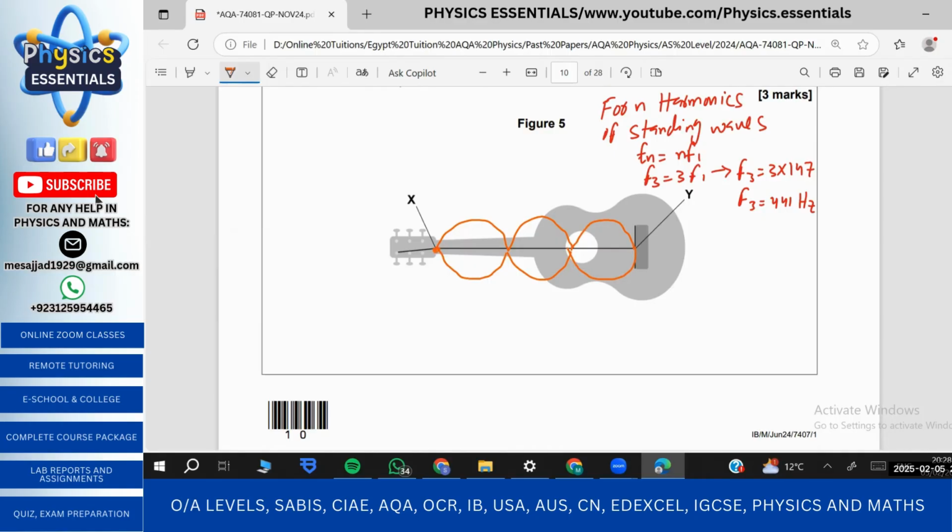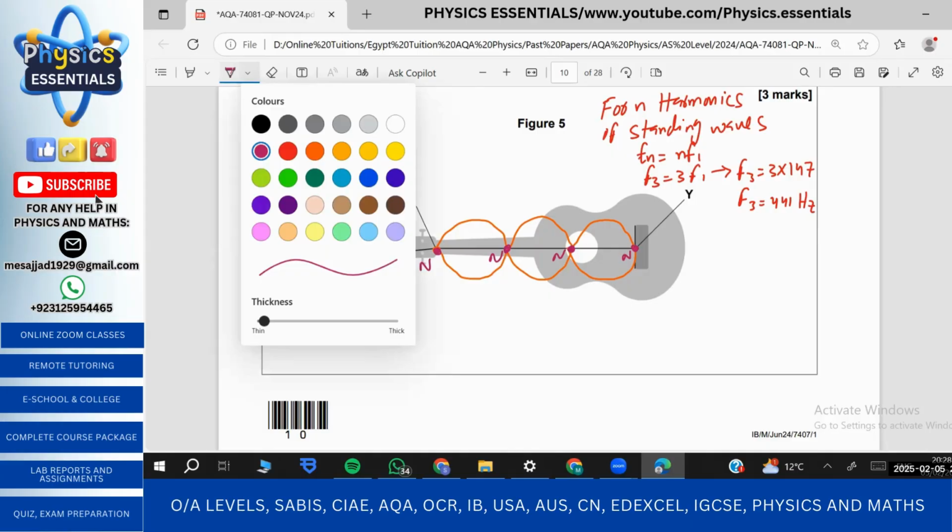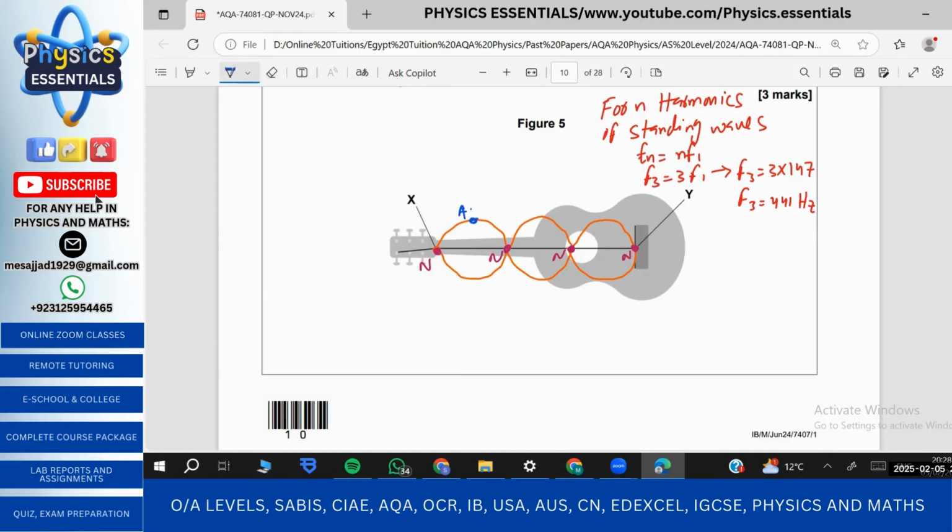So the points here are nodes, and the points here are antinodes, right? Because they ask you to draw for F3, so for F3 you will only have 3 trifolds, okay?